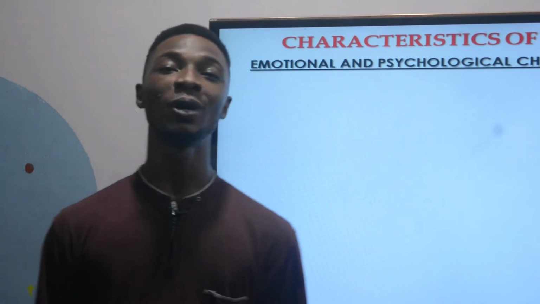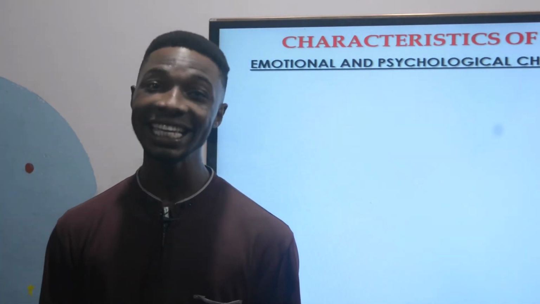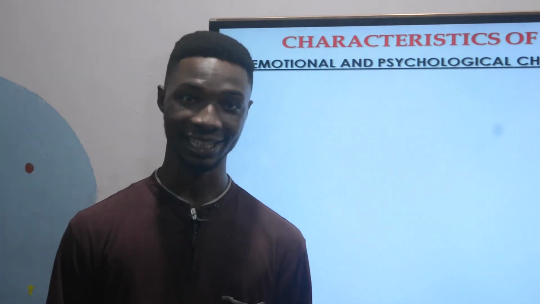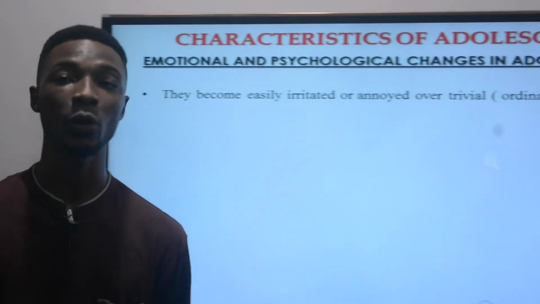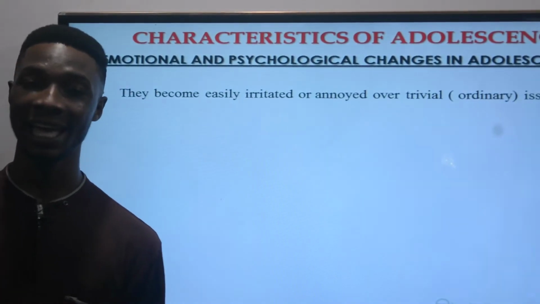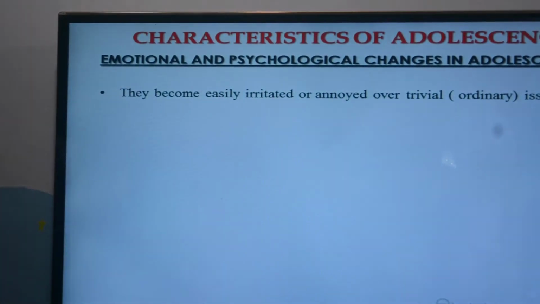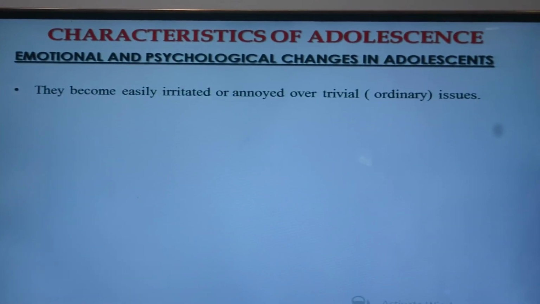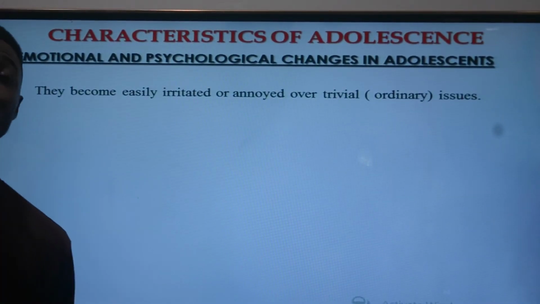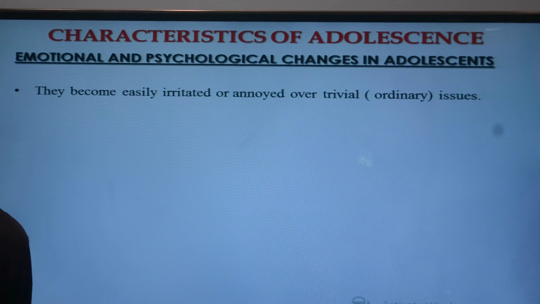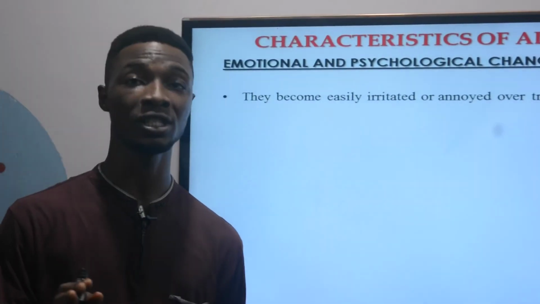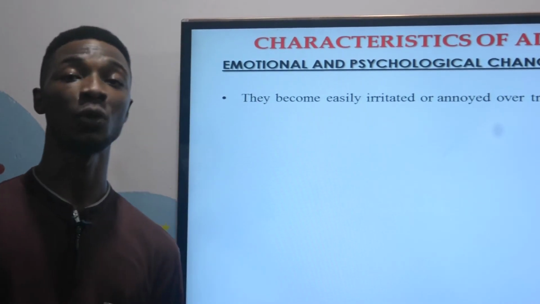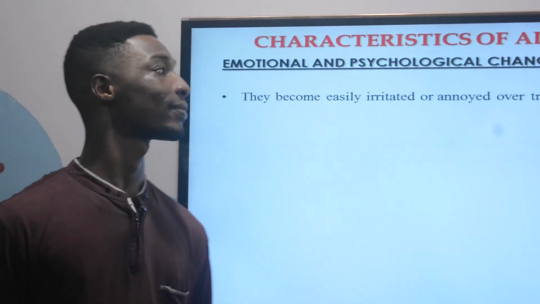Changes do not only occur physically, it also occurs psychologically and emotionally in this stage. So let's look at some of the emotional and psychological changes that occur in the adolescent period. Adolescents become easily irritated or annoyed over very trivial issues. Very simple and unannoying issues can make the adolescent annoyed at this stage.